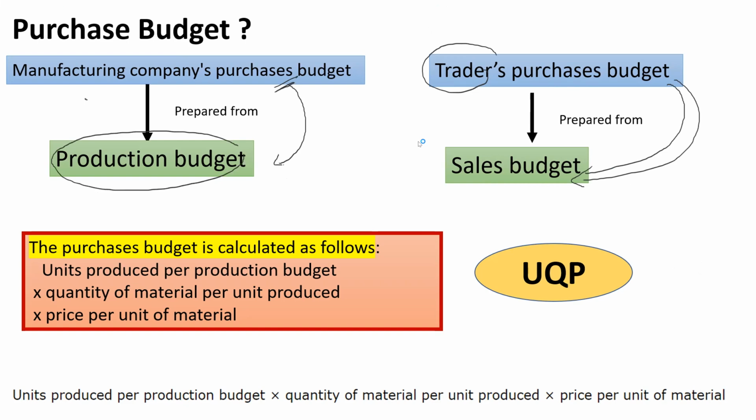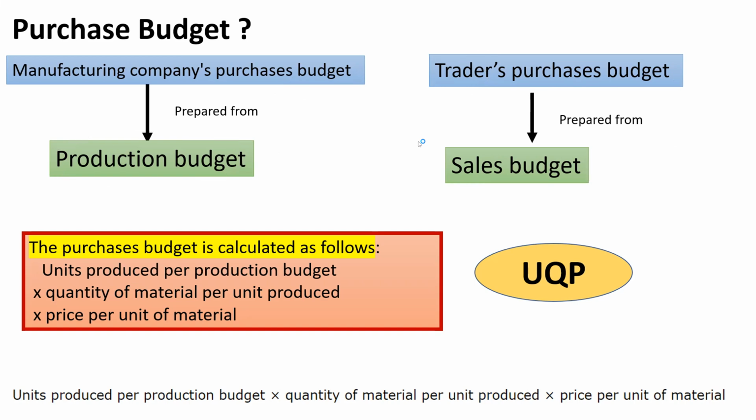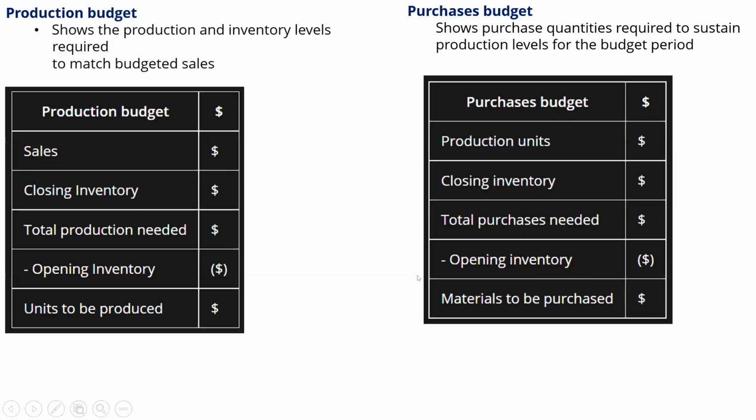How do I prepare the purchase budget? You do UQP: units required to be produced, multiplied by the quantity of material per unit and into the price per unit.